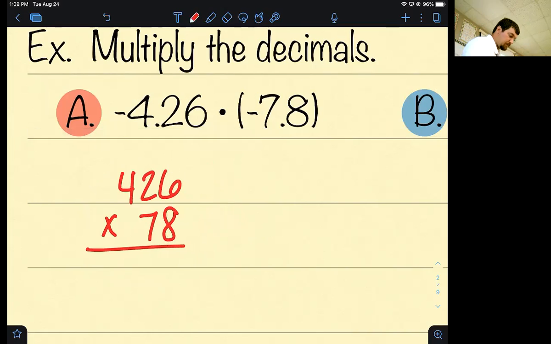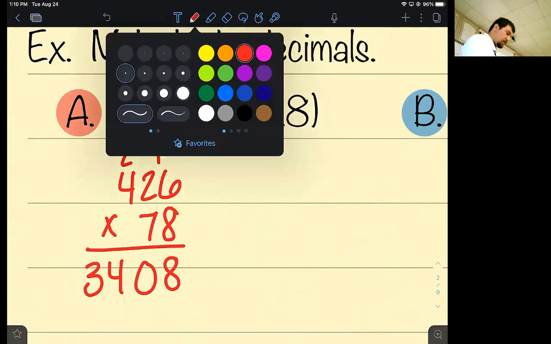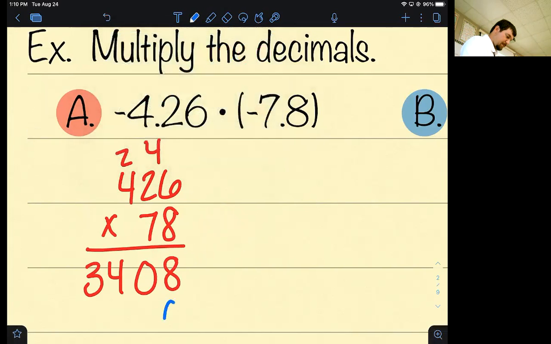What's 8 times 6? Anybody? 48. 48, carry the 4. What's 8 times 2? 16 plus 4 is 20. Carry the 2. 8 times 4? 32 plus 2 is 34. Now what do I do? Go ahead, Jace. You cross out the 8 and then put a 0. That's exactly right. I'm going to put a 0.